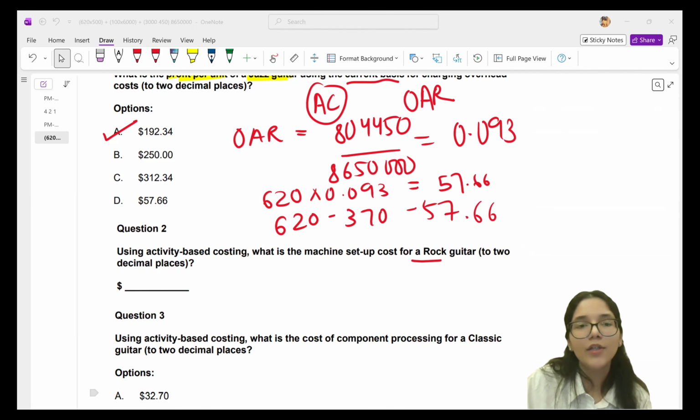Guys, please ensure that you're paying very good attention to the requirement that's been asked from you. If you miss on this part, you are going to enter probably the full cost over here, and even though the full cost will be correct, the question is asking you in per unit terms. So please keep all the doors of your mind completely open while you are reading the requirements. So I have to find out the machine setup cost for 1 unit of a rock guitar.